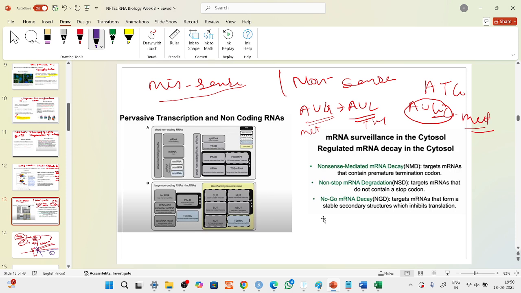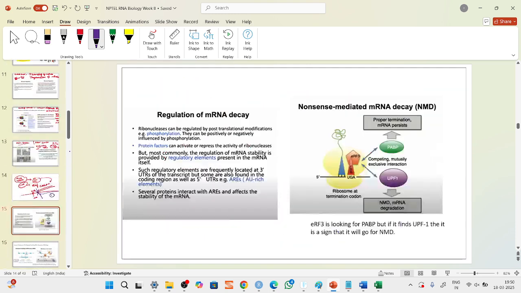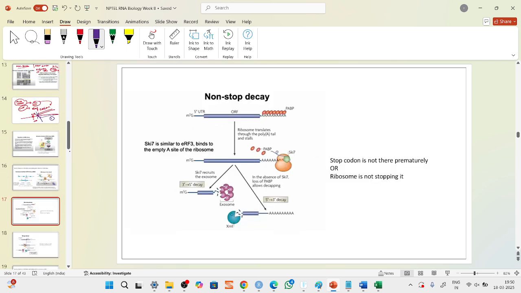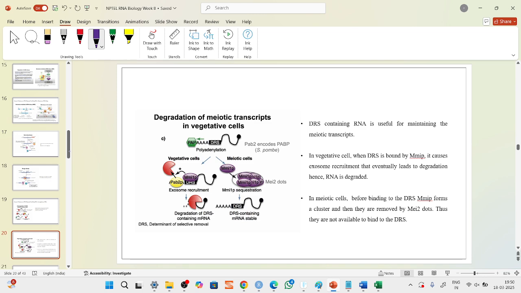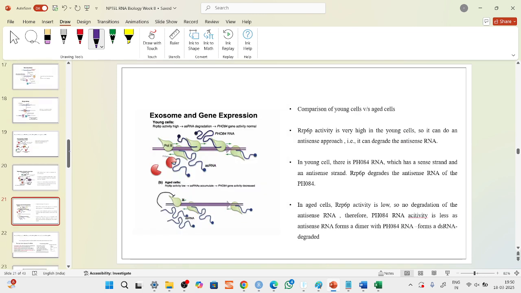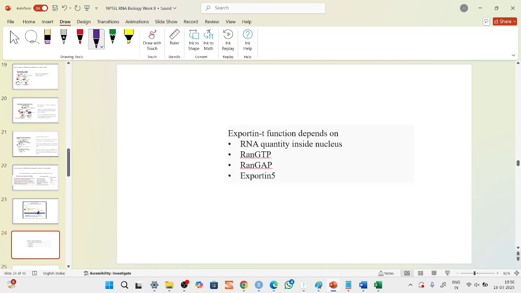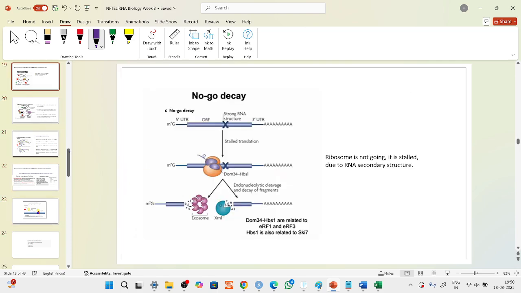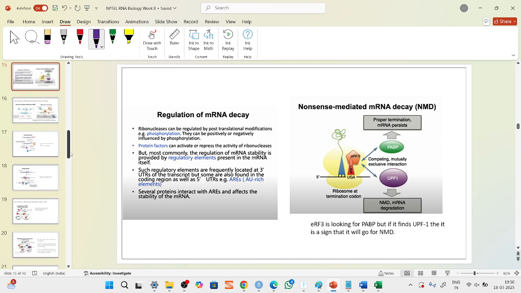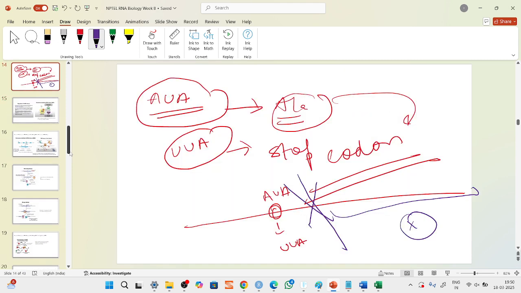Now, with this background knowledge, let us try to understand the mRNA decay that happens in the cytosol. Why I was trying to explain this and why I gave so much time on this is because it is important for you to understand the concept at this stage. Because after that, all these are pathways only. They do not need much explanation, and then we have the questions. This is the main thing that I wanted to explain here.